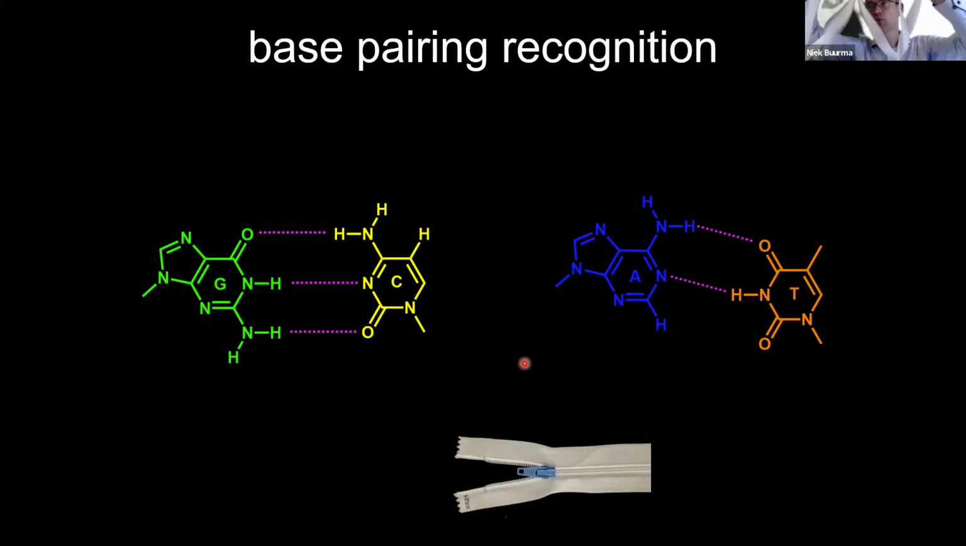A little bit like this one over here. It is in fact the one on the screen now. And you can see that you can have a pretty long zipper that you can open, but more importantly, you can put it back together and you form your duplex DNA.